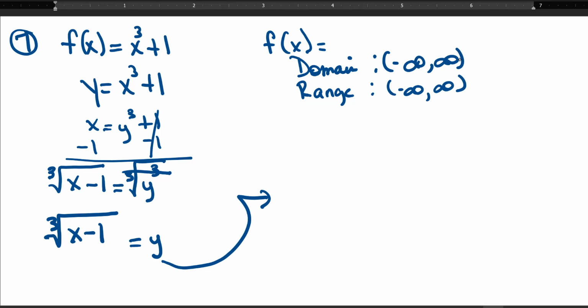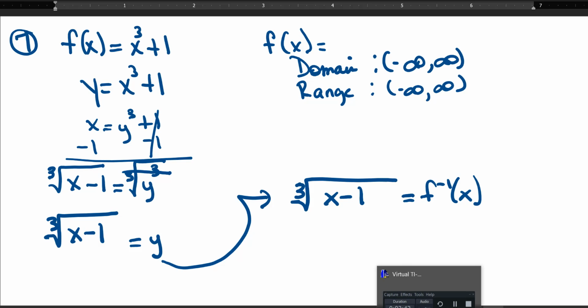And then lastly, we're going to replace y with f inverse of x. So we have the cube root of x minus 1 equals f inverse of x. So we found the domain and range for our original function. The inverse function, we have our equation. Let's go back to our graph.